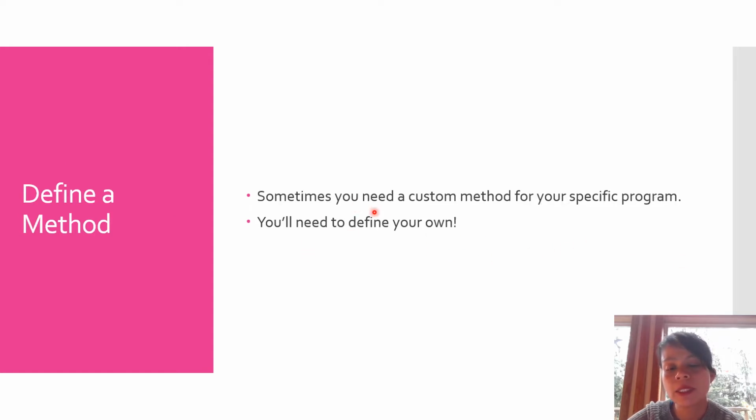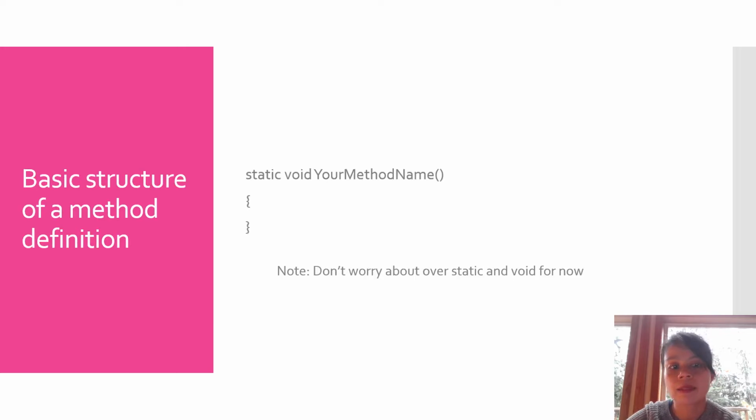Sometimes you need a custom method for your specific program. You might need to define your own instead of using built-in methods. So how do we do that? Here's the basic structure of a method definition. Here we have your method definition, your declaration, and then here in your curly brackets is what it's supposed to do.